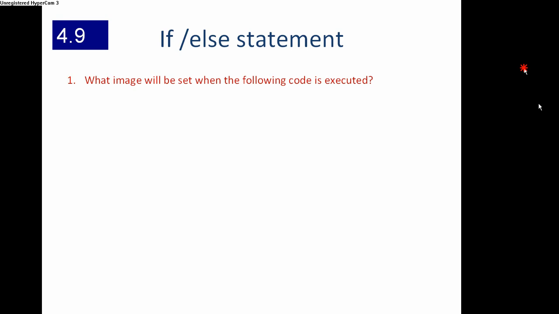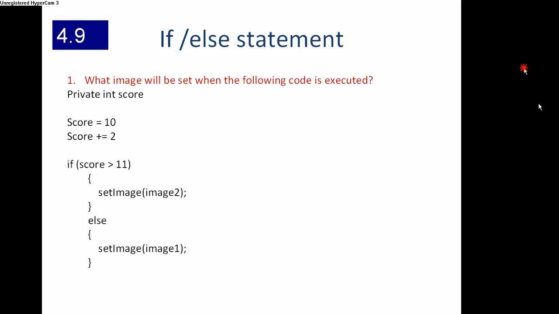What image will be set when the following code is executed? Let's see if you can understand the if-else statement. By the way, score plus equals: we have a variable called score, and it can only hold integers. We're going to stick a 10 into that box, and then this code right here, plus equal, basically adds to it. So you take whatever's in the box, and then you add 2 to it. See if you can figure this out.